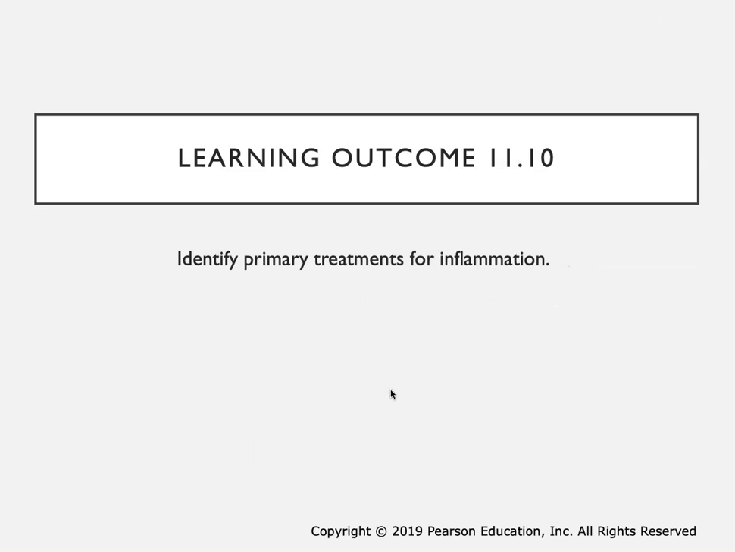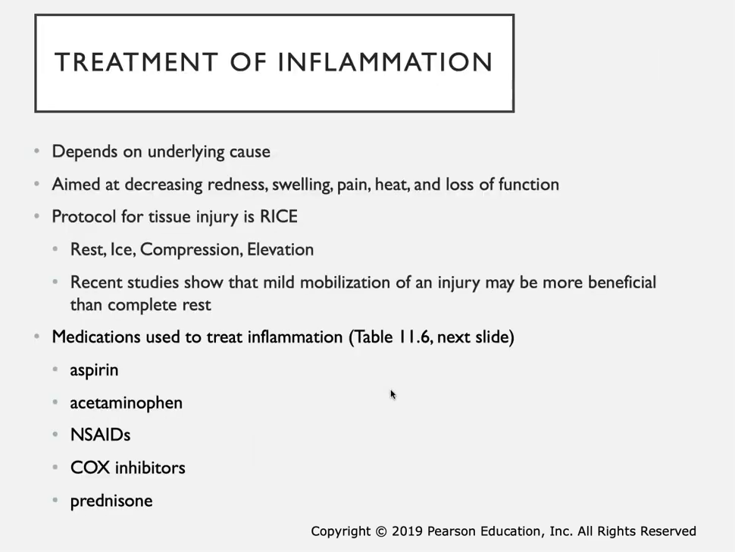Okay, last part of this, right? Some primary treatments for inflammation. Okay, so again, the treatment is going to depend on the underlying cause. Obviously, if we're talking about just acute inflammation, you're going to want to decrease the redness, the swelling, the pain, the heat, right? And so a general protocol for tissue injury is RICE, right? Rest, ice, compression, and elevation.